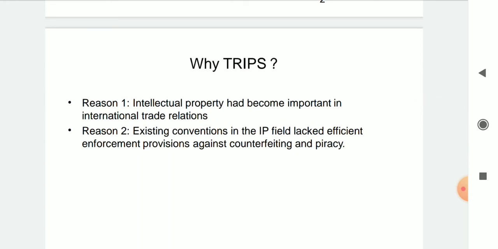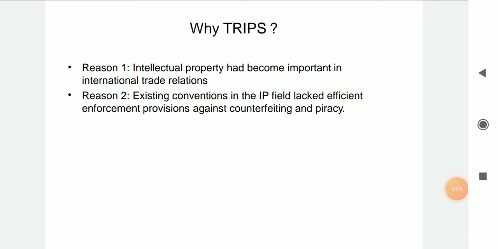Why TRIPS? The reasons: one, intellectual property had become important in international trade relations, and second, existing conventions in the intellectual property field lacked efficient enforcement provisions against counterfeiting and piracy. These are the two reasons. First, the important international trade relations, and second, the lack of efficient enforcement provisions against counterfeiting and piracy.